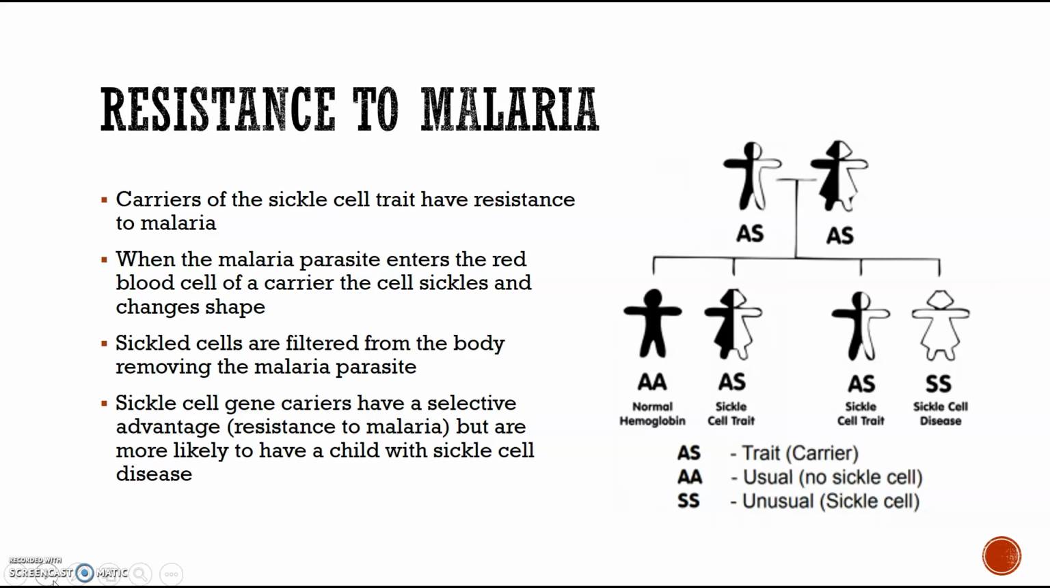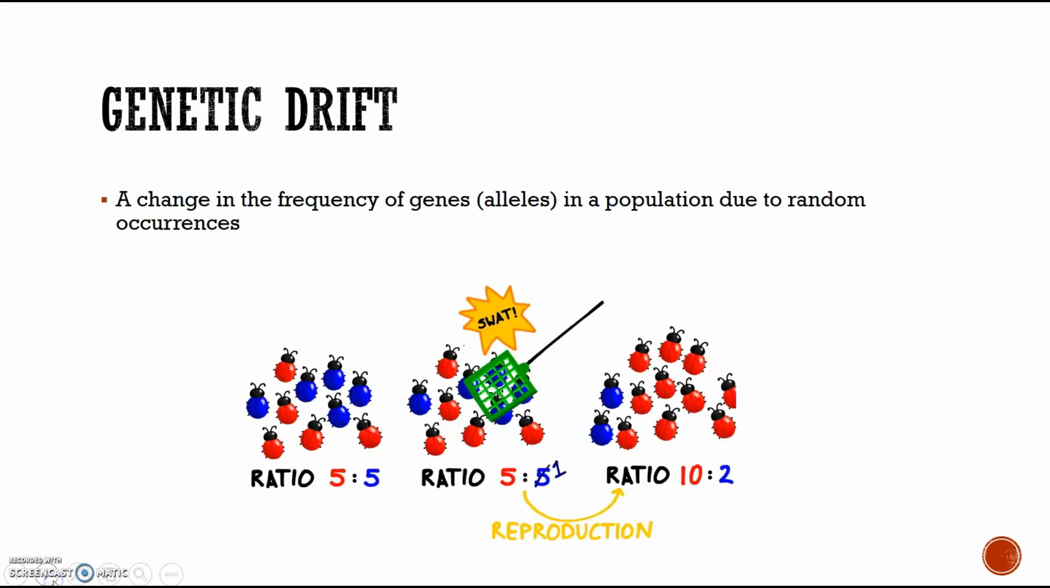When the malarial parasite, which is a protozoa, enters the red blood cell of a person who is a carrier, that cell will sickle and change its shape. Those cells are then filtered out of the body, and the parasite is taken with it. So those gene carriers have a selective advantage, meaning that they are resistant to malaria. They are more likely to survive malaria and go on and reproduce. The downside is that if they are with someone who also is a carrier, they have a 1 in 4 chance of having a child that has sickle cell disease.